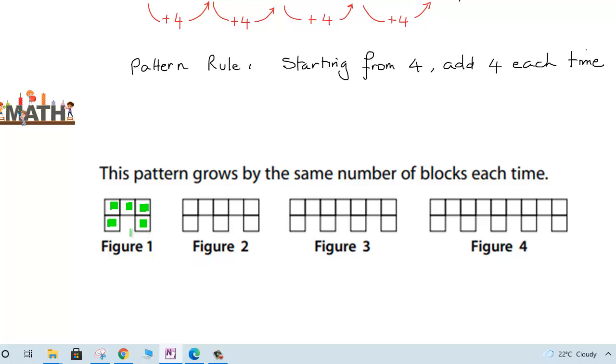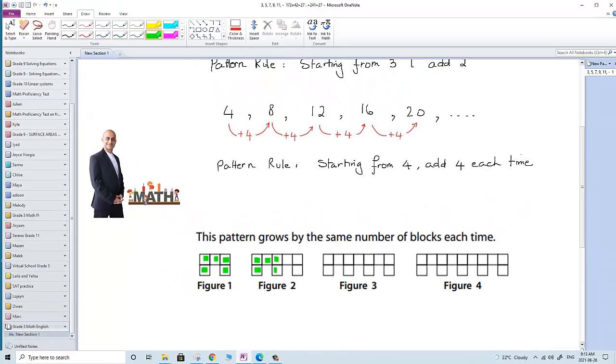If I want to go to figure 2, is it related to figure 1? Let me check if it's the same or not. Usually I have 5, so let's count: 1, 2, 3, 4, 5. Oops, there are 3 extra. I'm going to mark this with blue. This is the extra. So if I want to say what I'm adding to figure 1, actually I am adding 3 blocks in this way. This is what I'm adding to figure 1 to get figure 2.